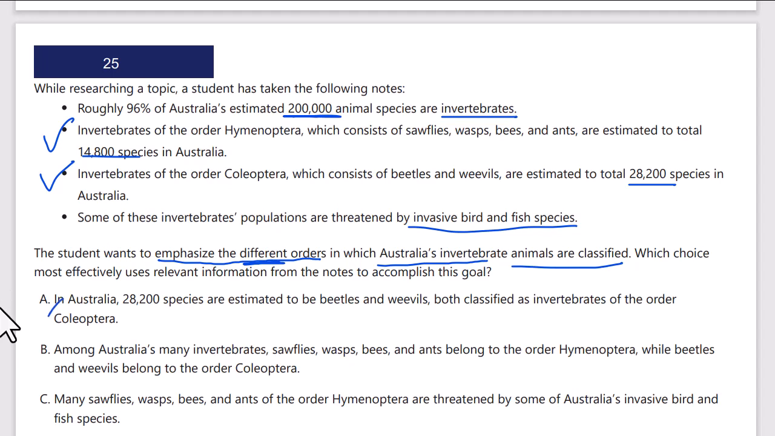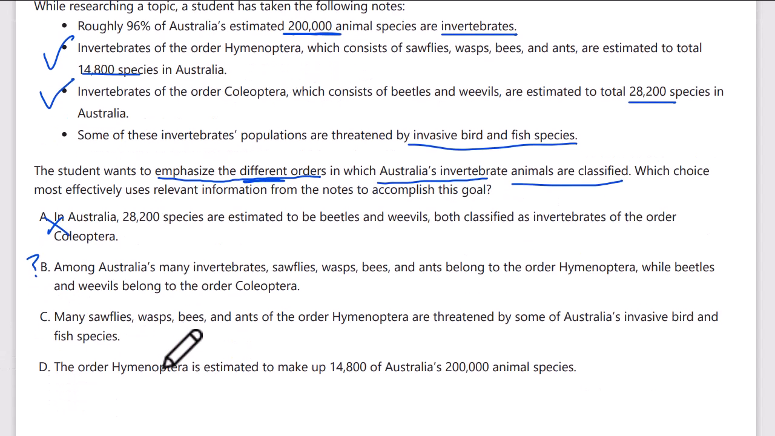That's just one. That's not showing any difference. Among Australia's invertebrates, sawflies, wasps, bees belong to this order, while beetles and weevils belong to this other order. That could well be. That is emphasizing the different orders. Many sawflies, wasps, and ants of the Hymenoptera are threatened by some of the invasive birds. That's not showing a difference of the orders.